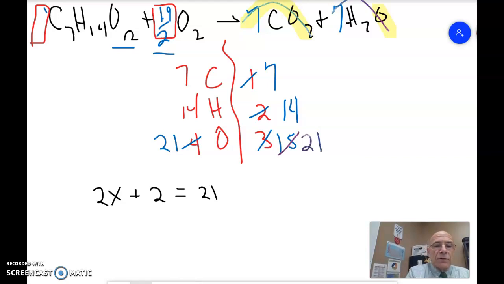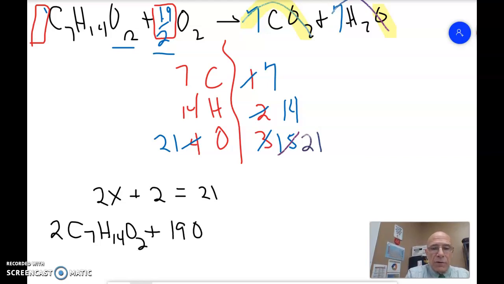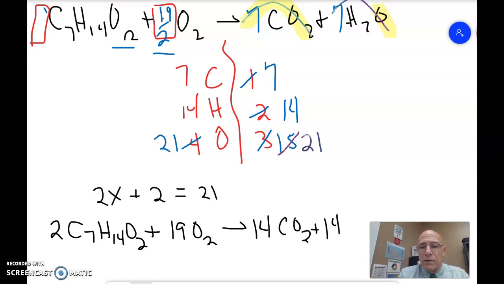The first one is going to be 2 times 1. And we write 2 C7H14O2, reacts with 19 O2s. When I multiply this one by 2, the 2's cancel out, and I end up with 19 for my coefficient. Yields 2 times 7, 14 carbon dioxides, plus 2 times 7, 14 H2Os. Okay, so those look like big numbers, but this is how it sometimes works out. Okay, and my coefficients are 2, 19, 14, and 14.